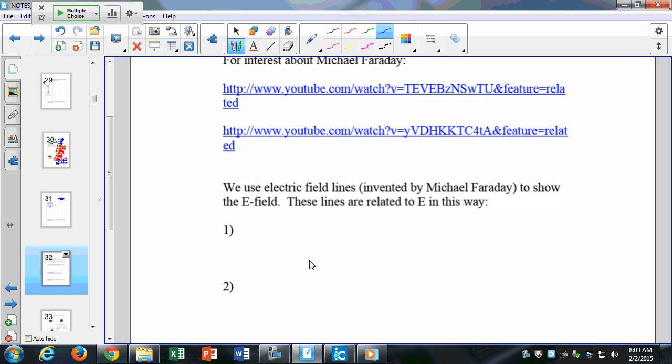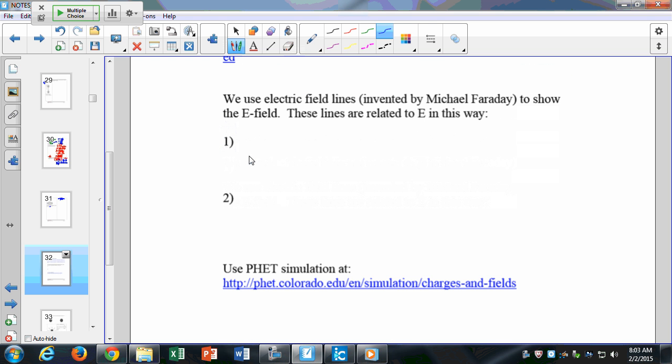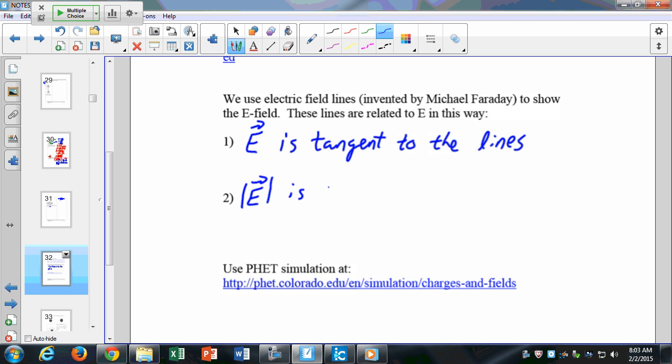We're going to talk about field lines, which he invented to show the electric field. A couple of different rules that we'll have. The electric field is tangent to the field lines that you'll draw, and the magnitude of the electric field is given by the density of the lines.